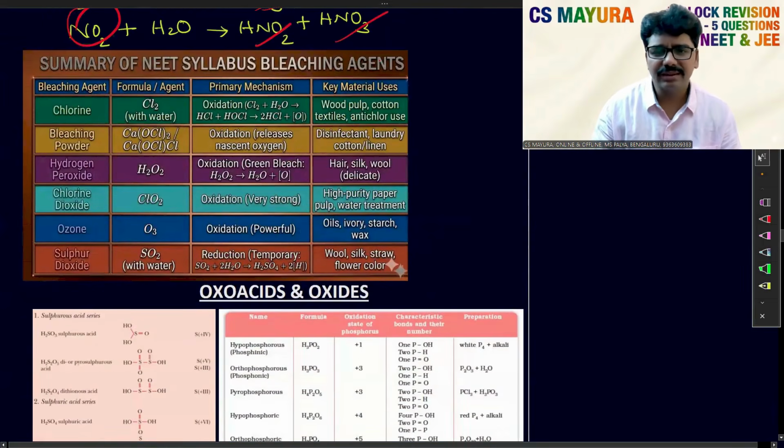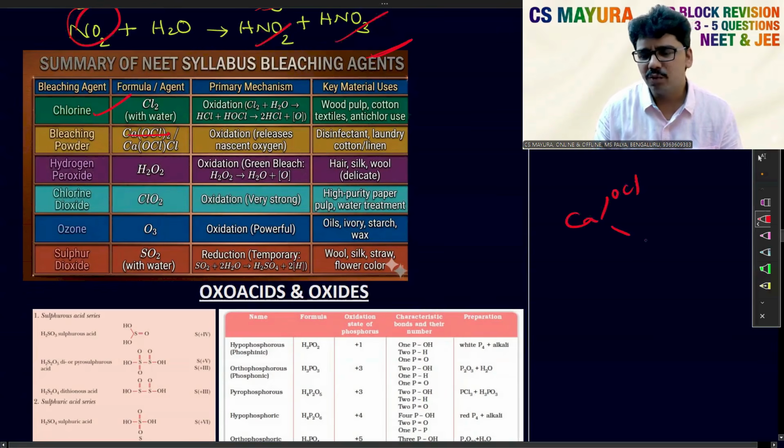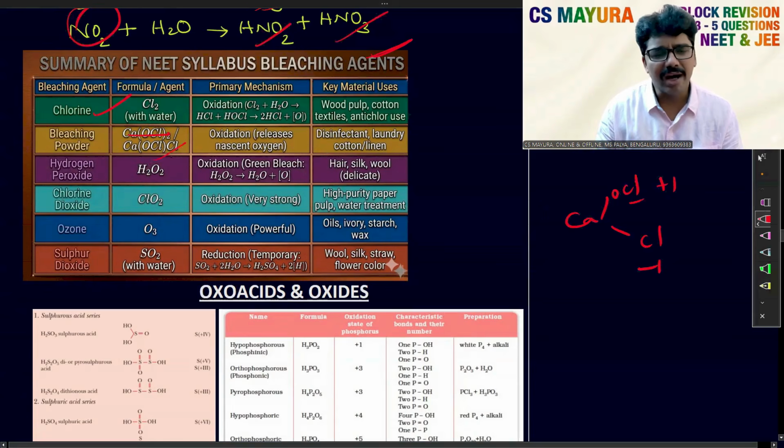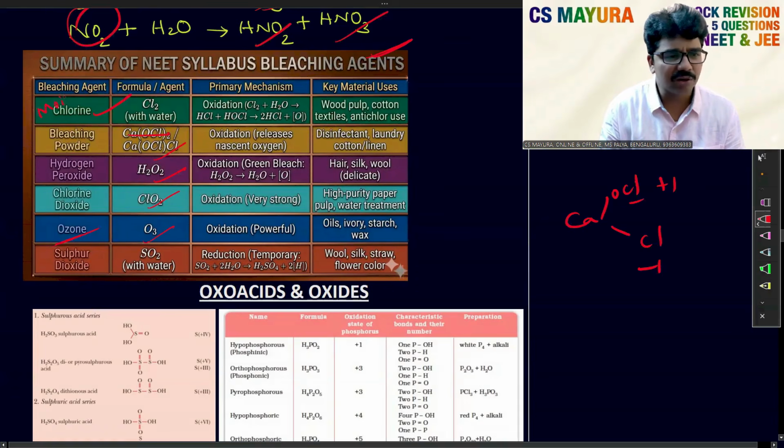Now, I have given a list of bleaching agents here. Chlorine is a bleaching agent. Bleaching powder, CaOCl2, Ca(OCl)Cl: this chlorine is -1, this chlorine is +1. So calcium hypochlorite is bleaching powder. Hydrogen peroxide is a bleaching agent. Chlorine dioxide is a bleaching agent. And ozone is a bleaching agent. For chlorine, it must be moist chlorine.